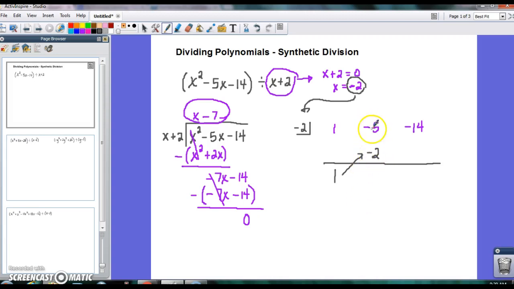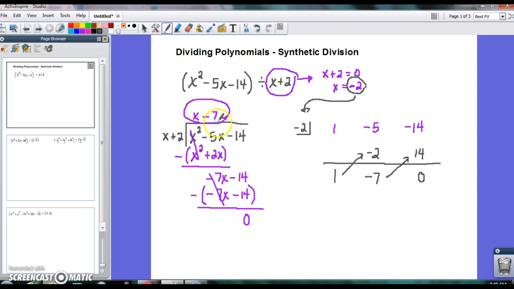And then I'm going to add those numbers together. So negative 5 and negative 2 gives me negative 7. And now I'm going to do the same thing again. I'm going to multiply negative 2 times negative 7, and I'm going to write that up here. So negative 2 times negative 7 gives me positive 14. I'm going to add these numbers together, and I get 0.